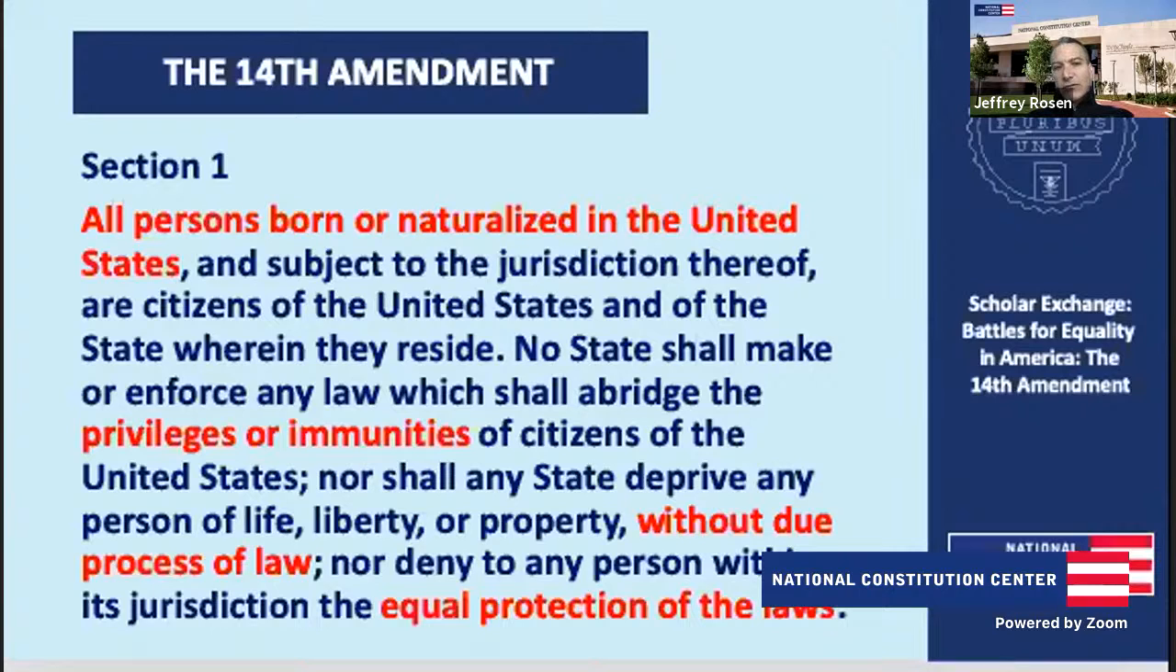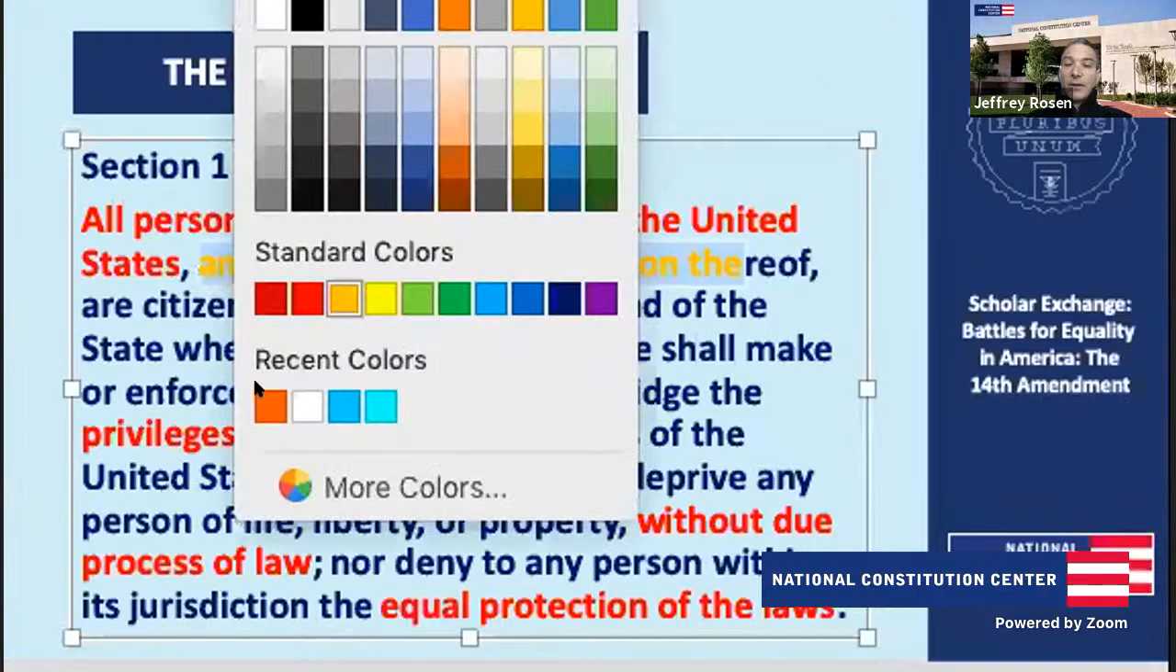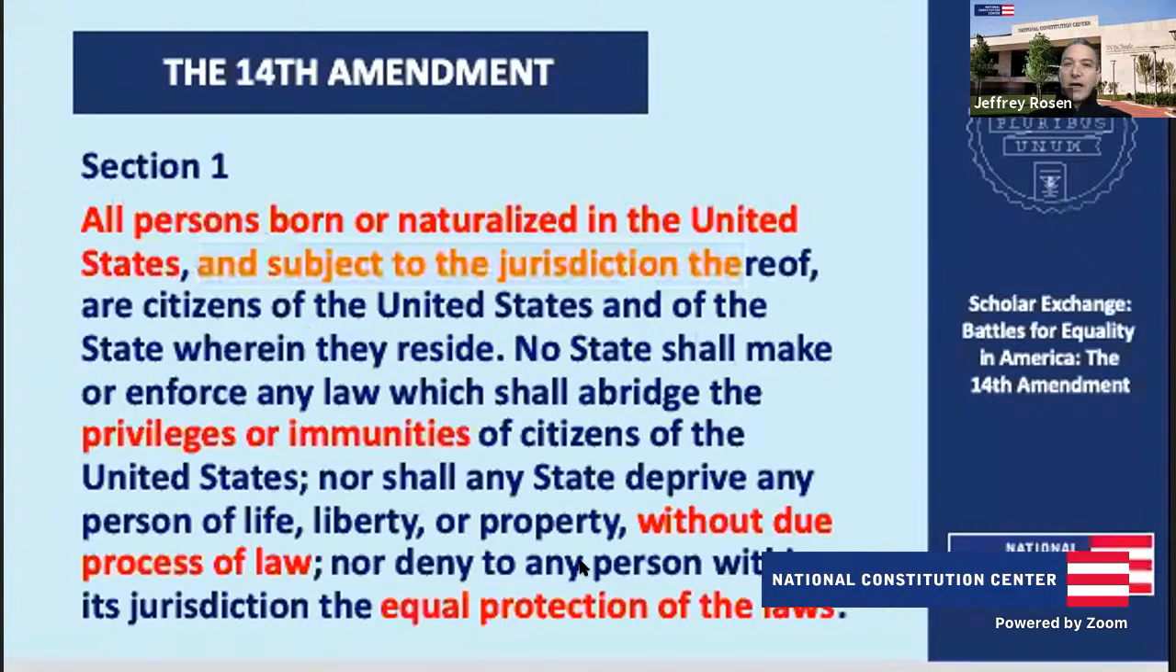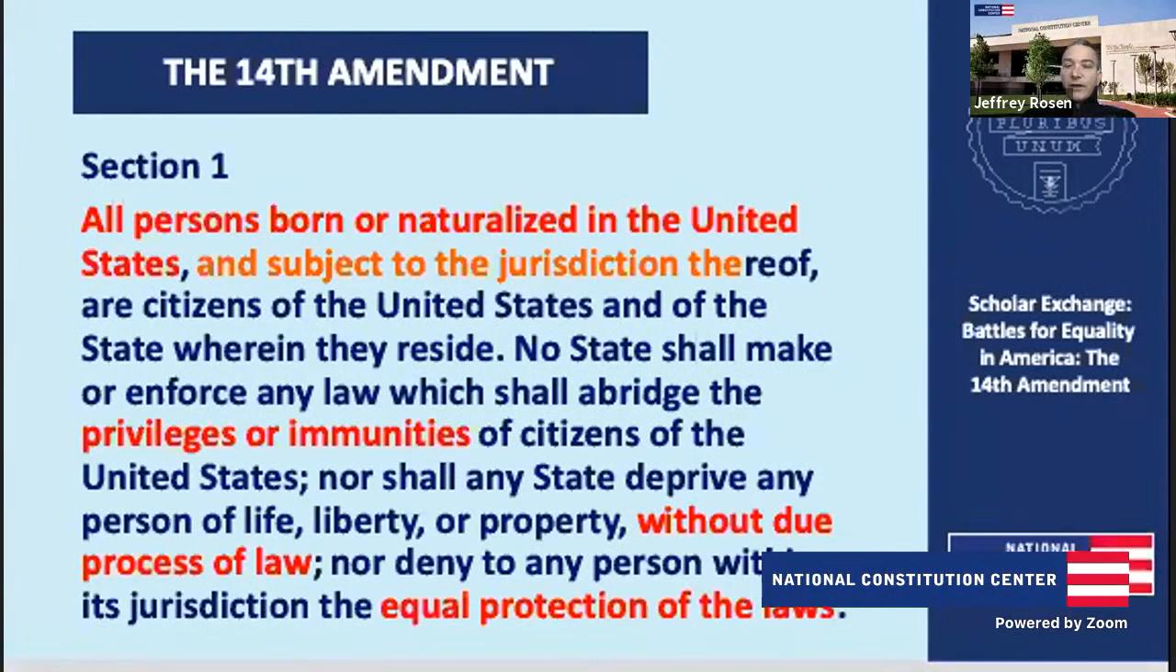There is this interesting language, and subject to the jurisdiction thereof. What does that mean? Well, the original draft of the Citizenship Clause said, excluding Indians not taxed. That was their 19th century language. And they meant that Native American people who lived on Native American land and didn't pay taxes to the United States were not subject to the jurisdiction of the United States and did not become birthright US citizens. But with that important but relatively limited exception, if you're born or naturalized in the United States, you're a citizen of the United States. Okay, that's the Citizenship Clause.